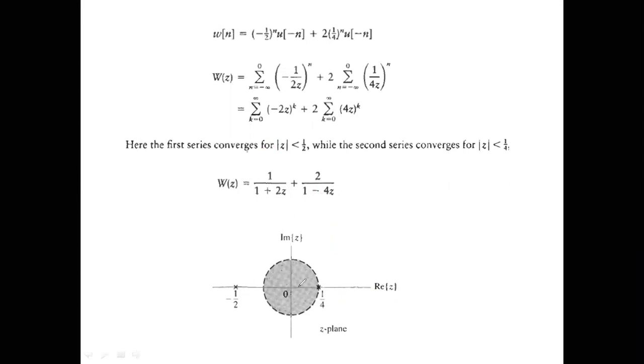Now see, here we have the ROC. Does it contain poles? Are there any poles inside this? No, no, no. Poles are on the boundary. Poles form the boundary of ROC, but they are never inside the ROC.